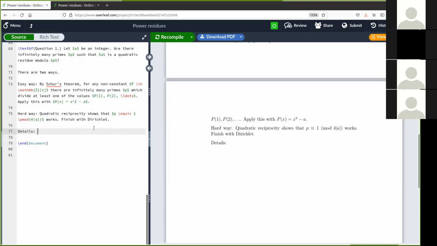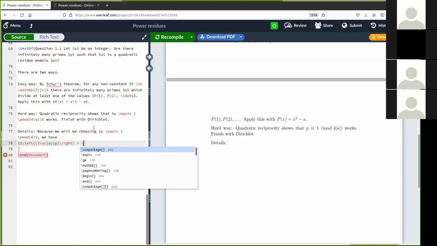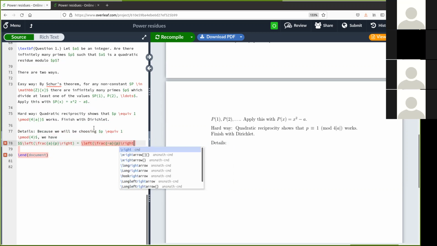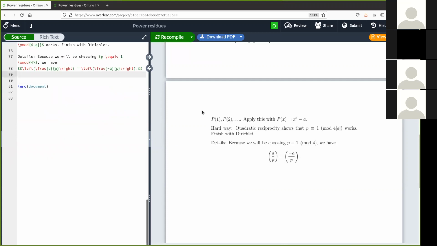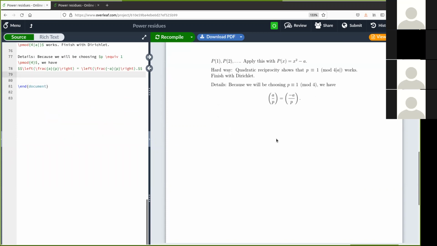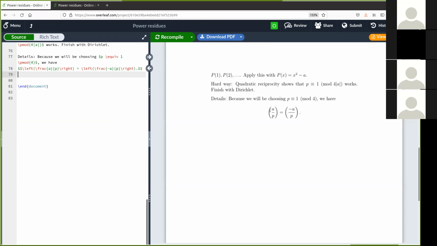Okay, so for the details, first of all, because we'll be choosing p to be 1 modulo 4, we have that -1 is a quadratic residue modulo p, and so by the multiplicativity of the Legendre symbol, it doesn't matter if a is positive or negative.